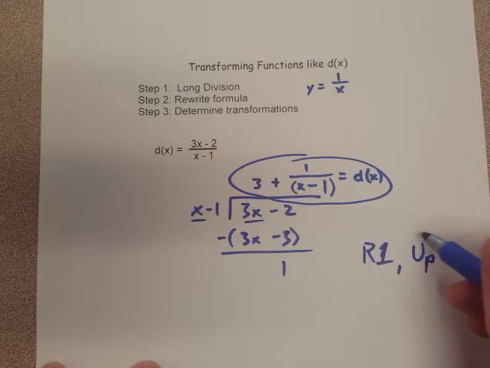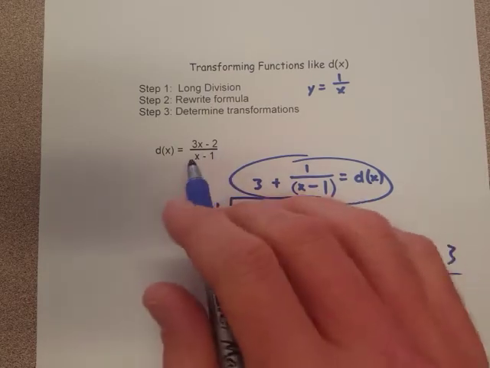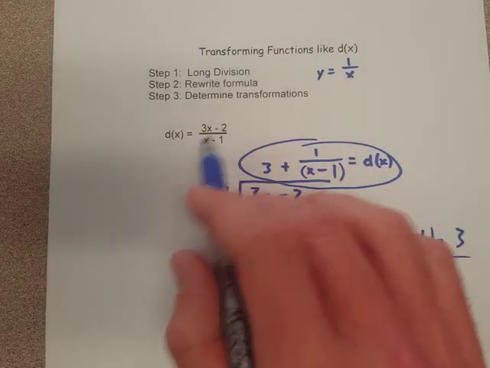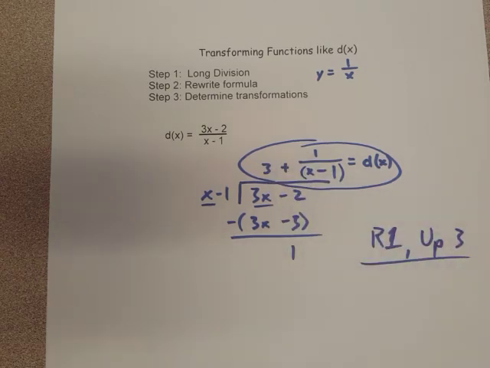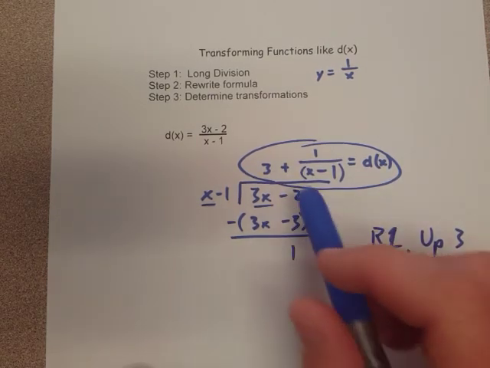So the best way to figure out the transformations when you see a form like this is to divide and then look at the new way that the expression is written out.